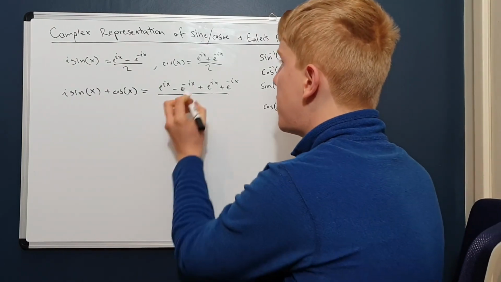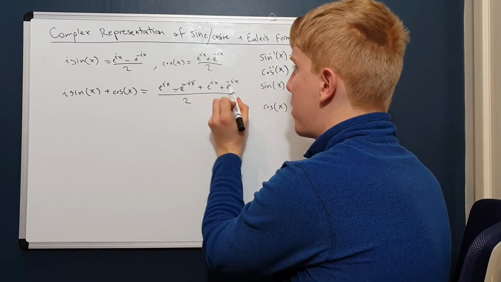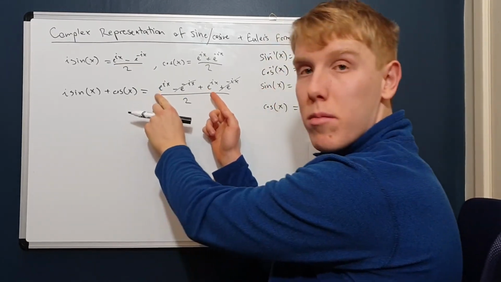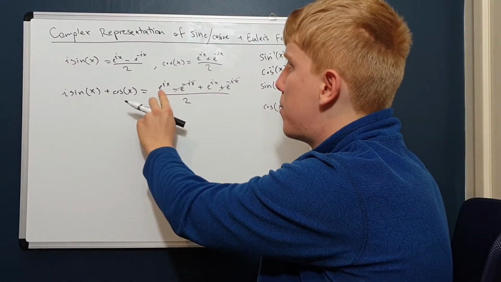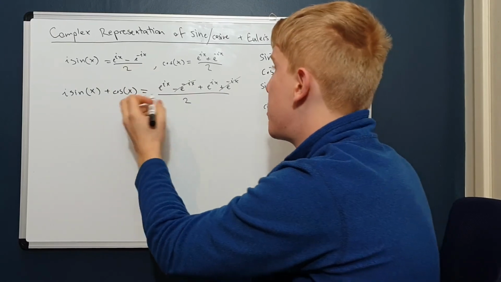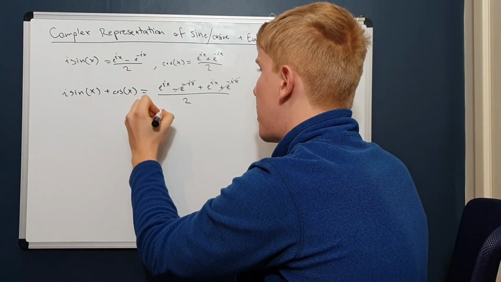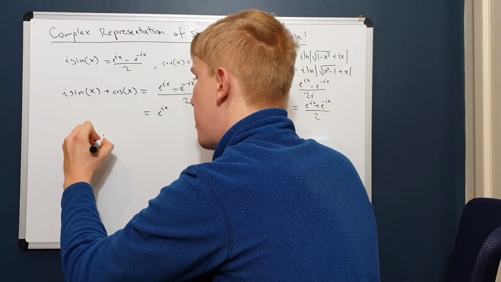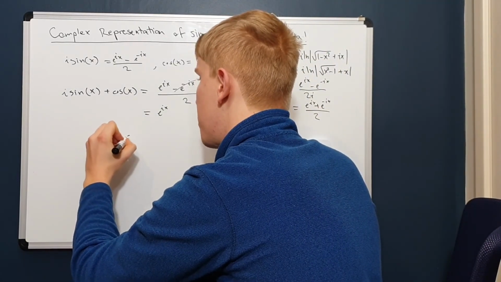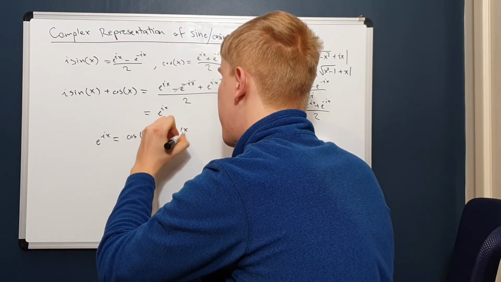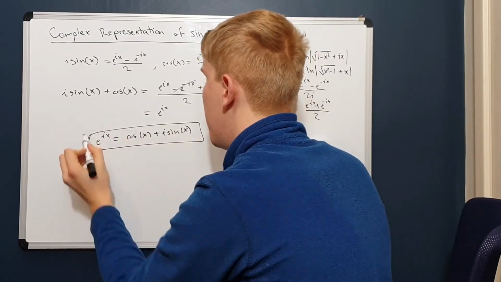So these two terms with the power negative ix, they will cancel. These are repeated, so we'll have 2 times e to the ix, but then we have a 2 in the denominator. So this altogether is just equal to e to the ix. And here we have it. We've derived Euler's formula. e to the ix is equal to cosine of x plus i times sine of x.